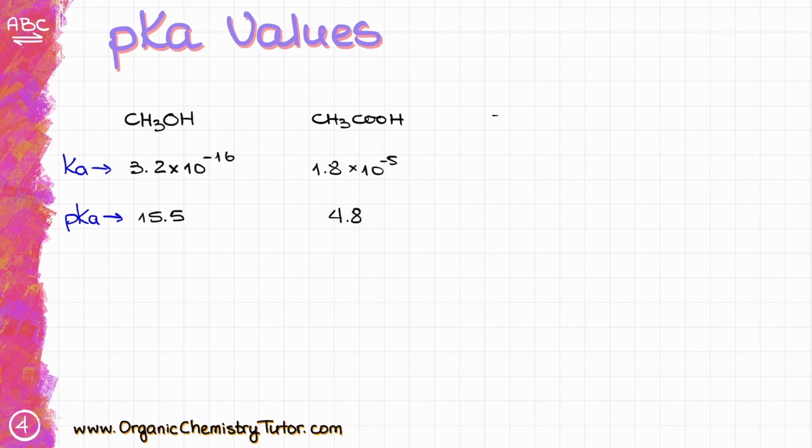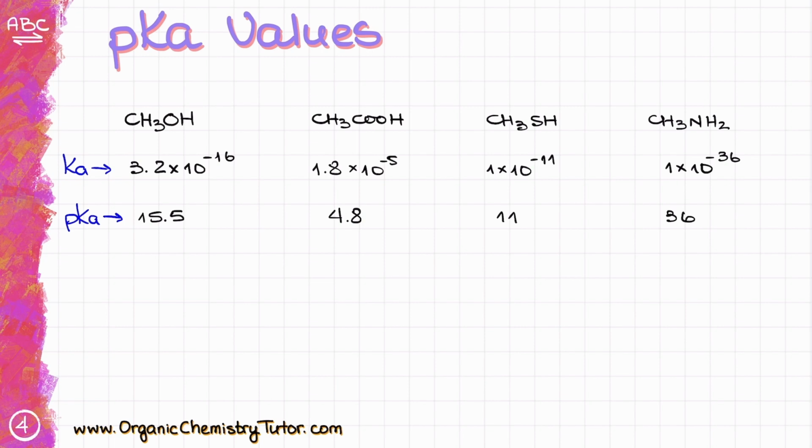Then let's say we have CH3SH, which is going to be 1 times 10 to the -11th for the Ka value, which gives me 11 on the pKa scale. And finally, let's take, for instance, CH3NH2, a simple primary amine. The Ka value for that one is going to be 1 times 10 to the -36, which is going to give me 36 as the pKa value.